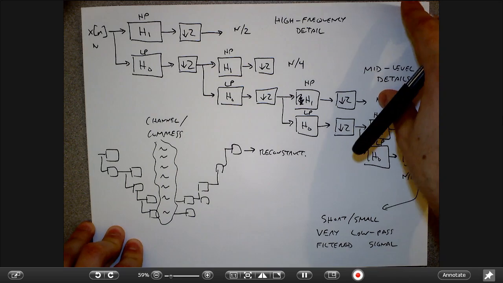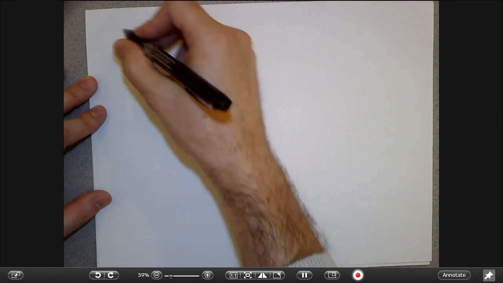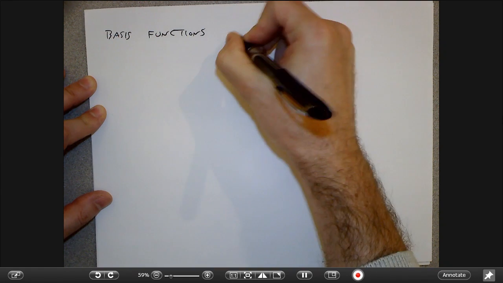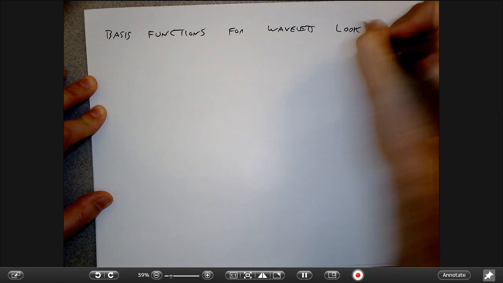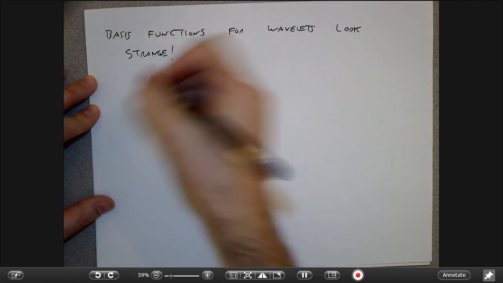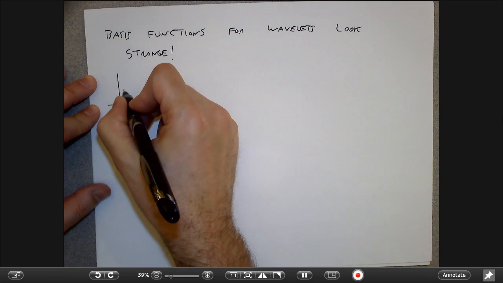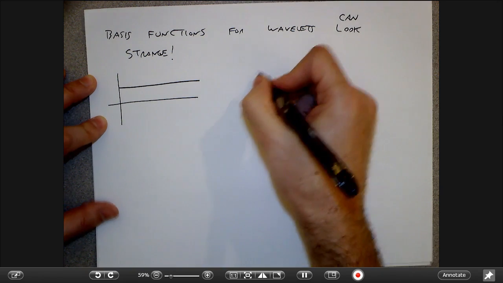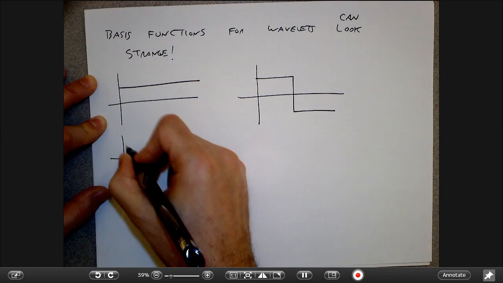And so, for example, and this is going to be a crappy drawing, what I'm doing is basis functions for wavelets look really strange. One way of thinking about it is that the very simplest basis functions for wavelets look like this. So maybe they can look strange. For example, there's a set of wavelets called Haar wavelets that basically look like this.